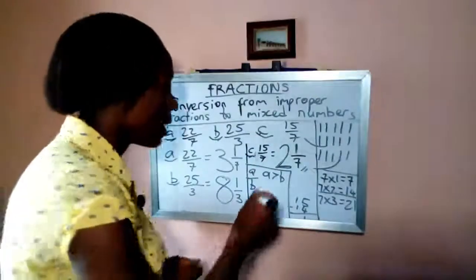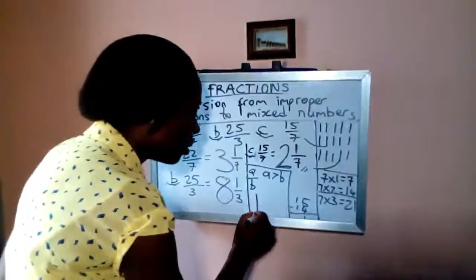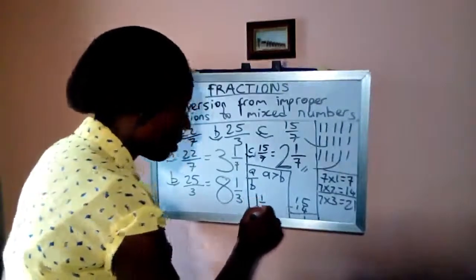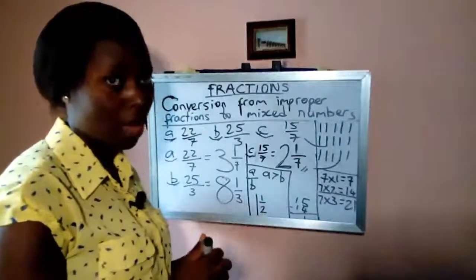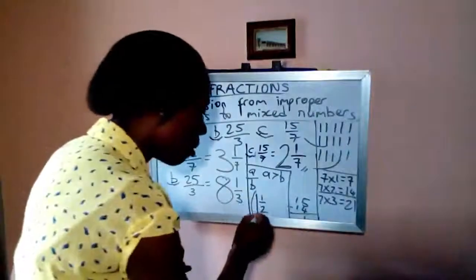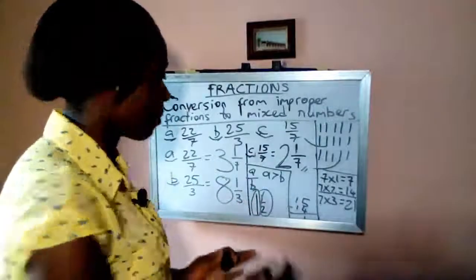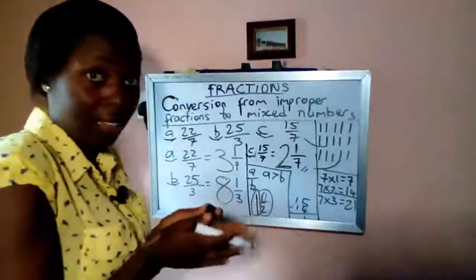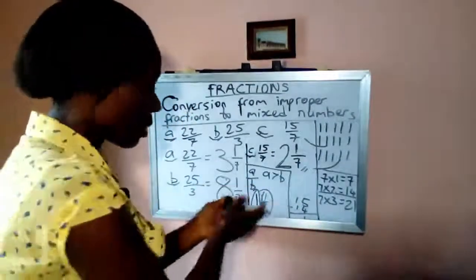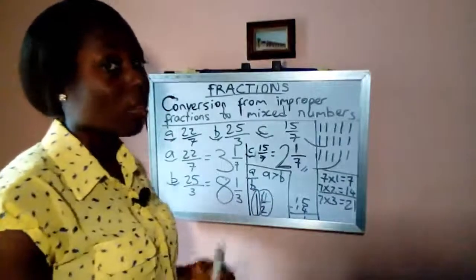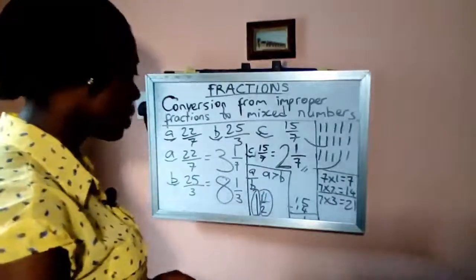Alright, now when you have something like this, 1 whole number 1 over 2, we say this is a mixed number. How? Because you have a whole number, 1 being a whole number, and a fraction occurring at the same time. When they occur together, we call them mixed numbers. Okay. Now we saw some examples.